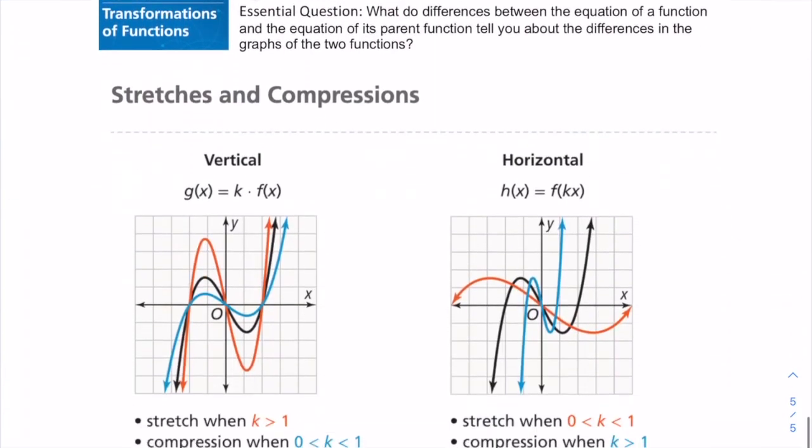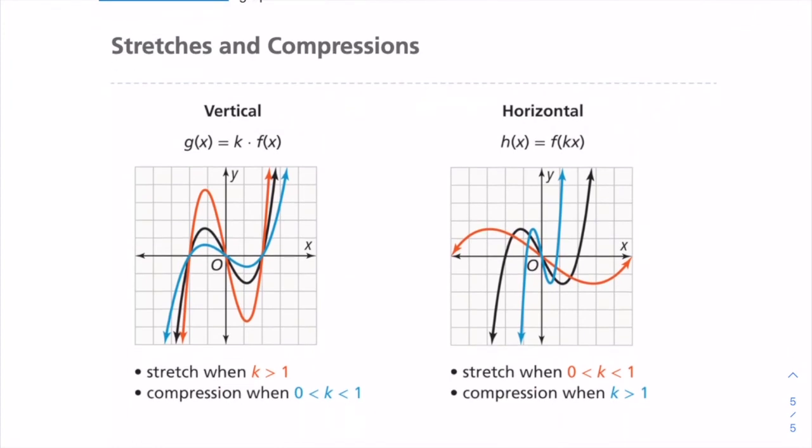So another thing to remember for stretches and compressions, to be really careful: when the number is outside, it's times f of x. If it's greater than 1, it's going to be a stretch. If it's between 0 and 1, it's going to be a compression. It's going to flatten down, be like half or a third. And it's the opposite for the horizontal. So it's a stretch, right? It's going to get wider. It's a horizontal stretch when it's between 0 and 1, when the k or that number is inside. And it's going to be a compression if the k is greater than 1.